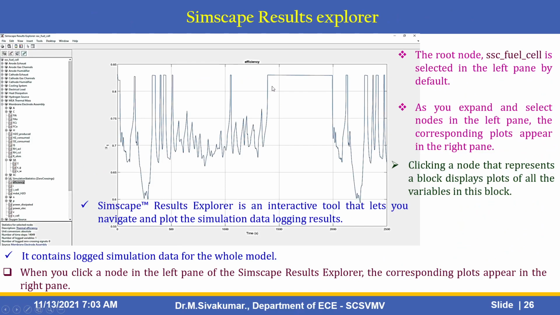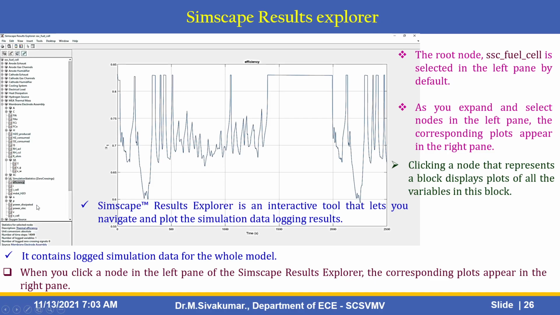Then by using this interactive Simscape Results Explorer, it is an interactive tool that lets you navigate and plot the simulation data logging results. It contains logged simulation data for the whole model. For example, this is the SSC fuel cell model.